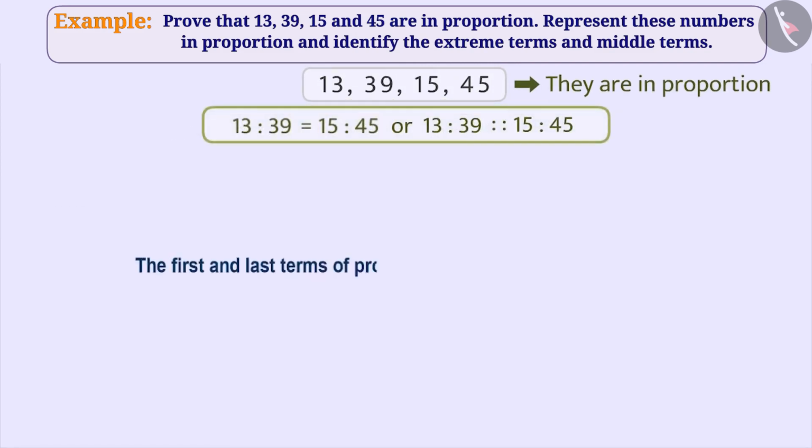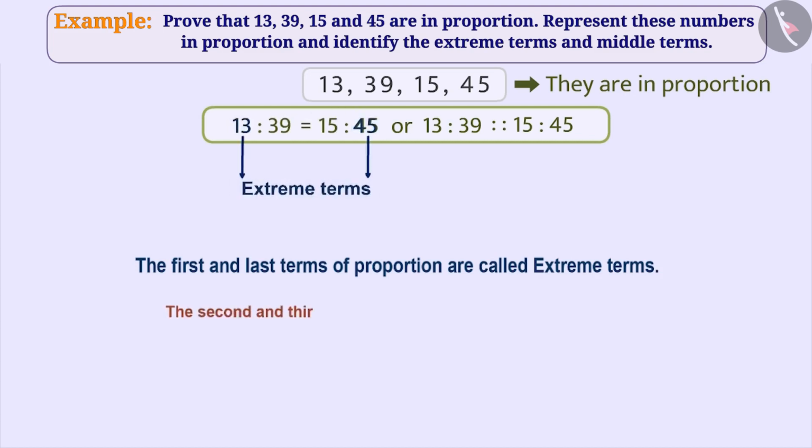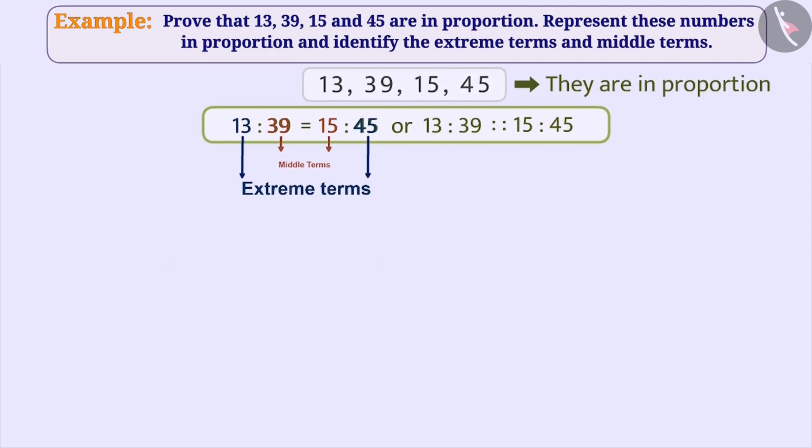Out of the four terms of a proportion, the first and last terms are called extreme terms. Among the given terms, 13 and 45 are extreme terms. Similarly, out of the four terms of a proportion, the second and third terms are called middle terms. Among the given terms, 39 and 15 are middle terms. Let us change the order of these terms and see what happens. Suppose we take the order as 39, 13, 15 and 45.